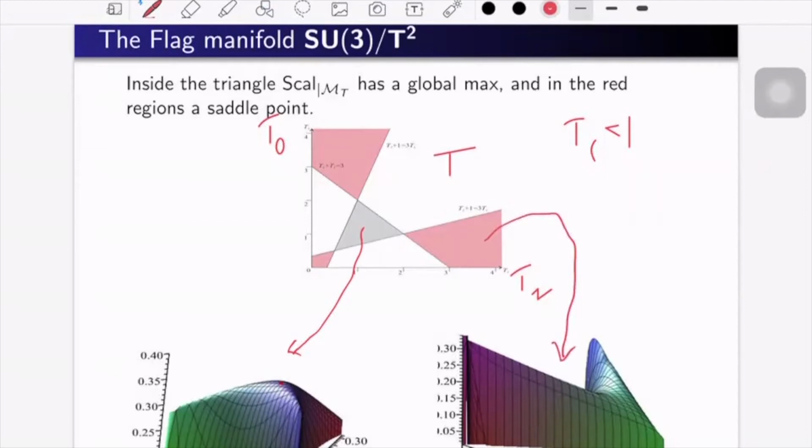And that's under the conditions described in the previous theorem. Part A gives you the global max in the triangle, and part B gives you the saddle point in these infinite regions. Wolfgang, I'm sorry, you mean T1 is equal to 1 here, yes? Pardon? Yes, T1 is equal to 1. Thank you. In this white region, we expect no critical points, although we didn't prove that.